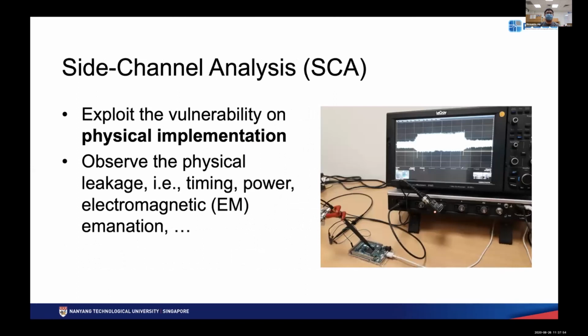Just to give an illustration of side channel attack: side channel analysis is basically an attack that exploits the vulnerability of physical implementation. This is taken from the idea of cryptography. In the area of cryptography and information security, the algorithm itself is theoretically secure. However, when ported to physical devices or physical implementation, the device can leak some information through timing, EM, or power. One of the common scenarios is illustrated in the figure. The device is running a crypto component, and you are measuring the power, and then the attacker tries to retrieve information regarding the secret from this implementation.